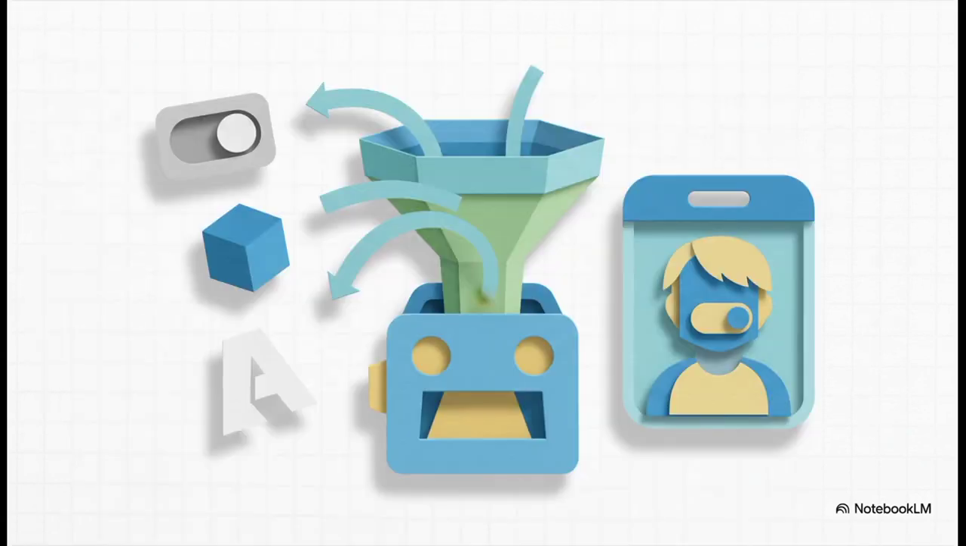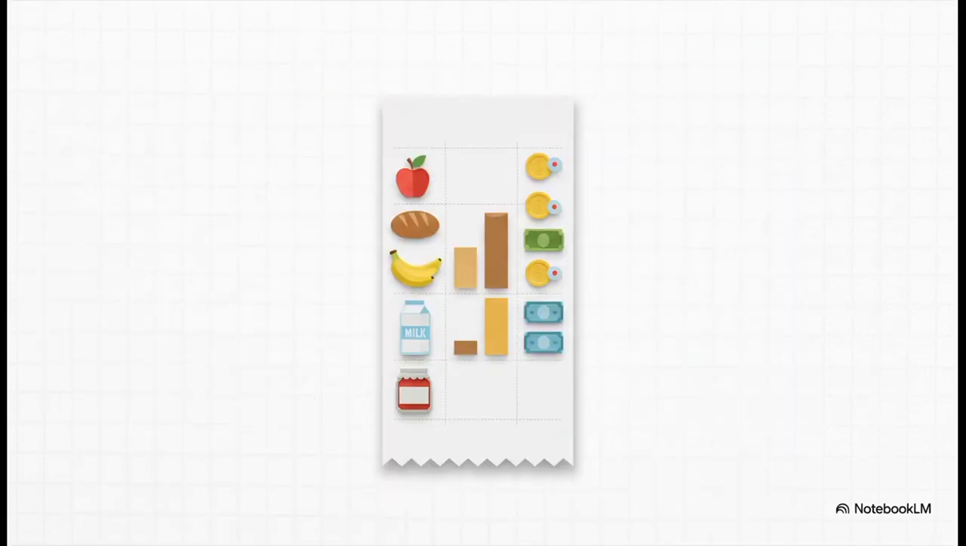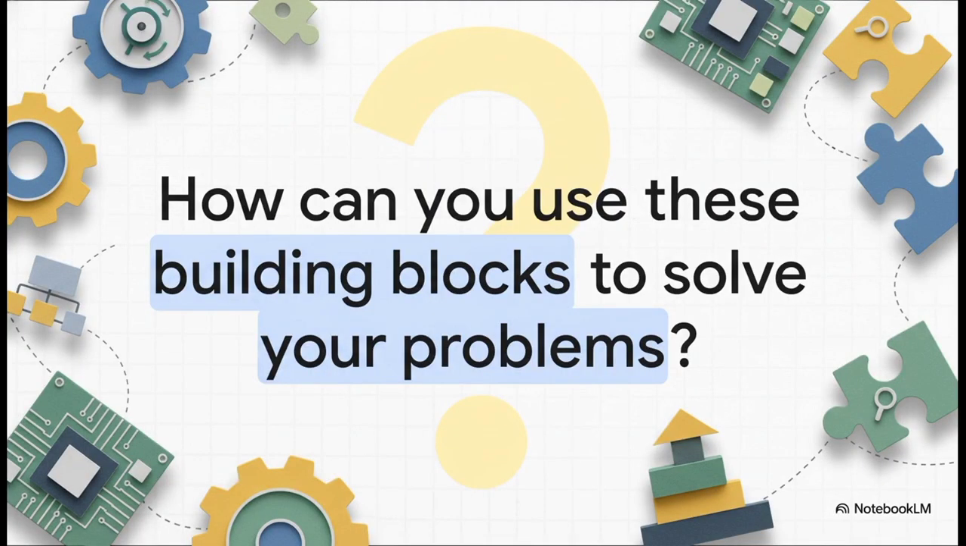Out in the real world, you don't just use one type. You mix and match them for complex data. Think about a shopping cart. It uses strings for names, integers for how many, and floats for prices. So the real question is, how can you use these building blocks to solve your own everyday problems?